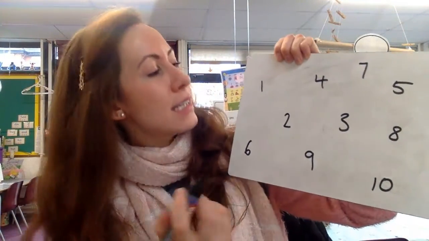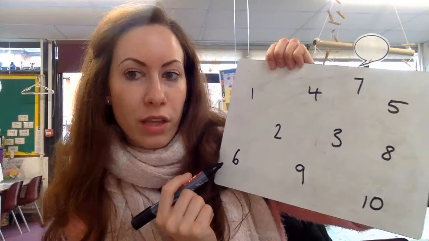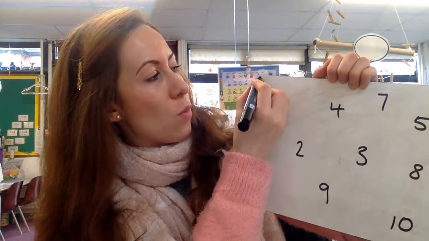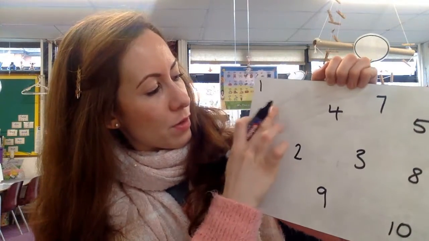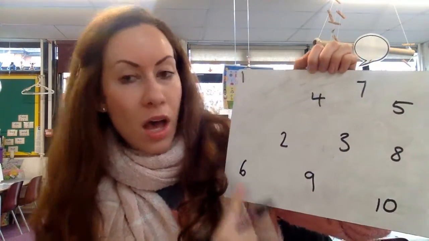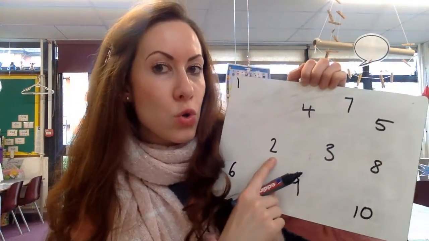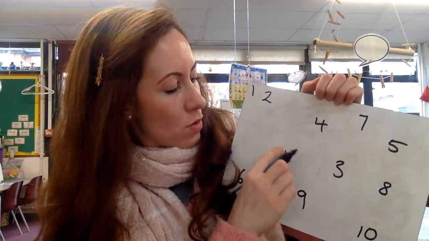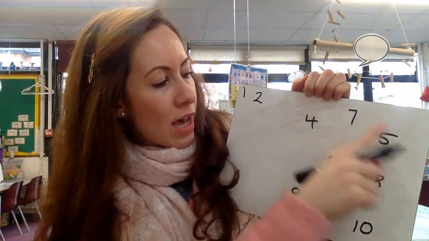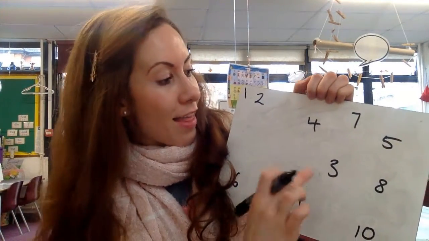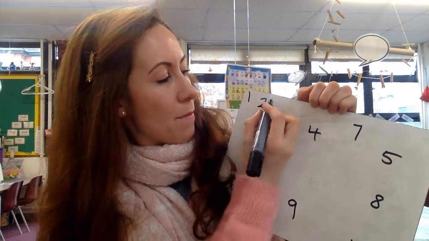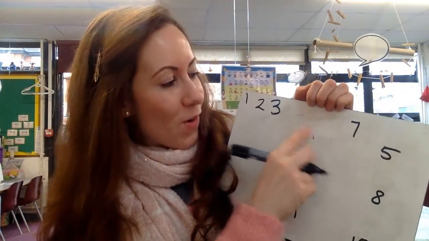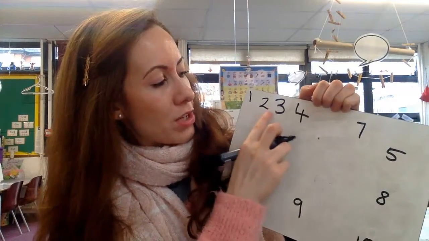Okay, so let's see. What number do we need to start off with? Number 1. Okay, right. So we need a 1. We've done that one. Then we need number 2. That's right, number 2. So 1, 2, 3. Where is number 3? It's here. 3. Then we need number 4. 1, 2, 3, 4.